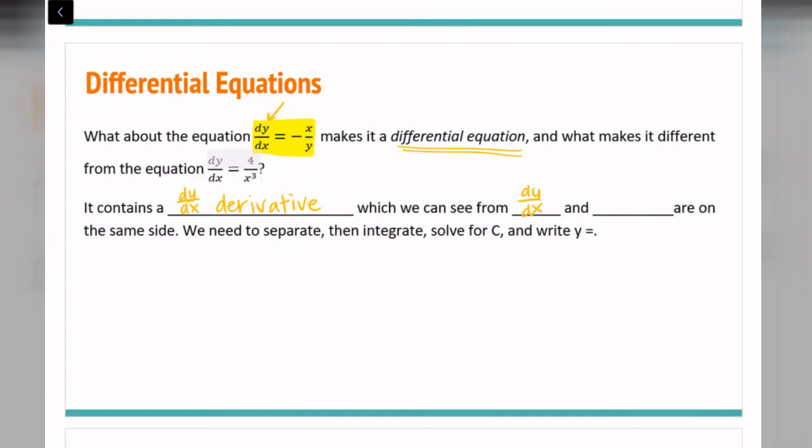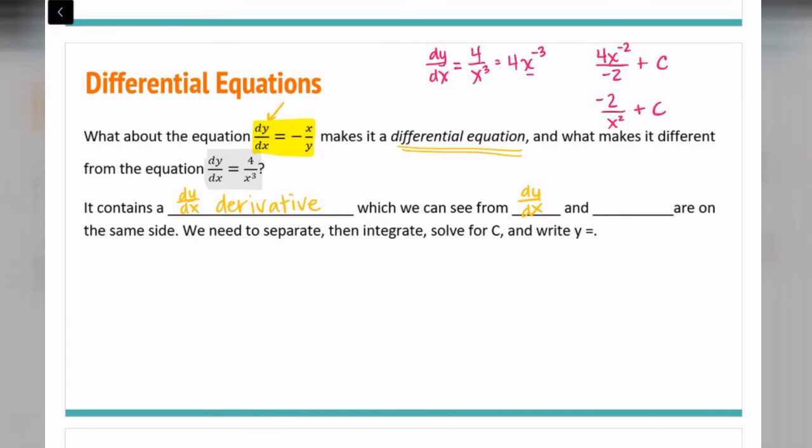What makes it different from this equation? So looking at those two, what makes it different? And think about it maybe in terms of like an antiderivative. If I had dy dx equals 4 over x to the third, and I asked you to find the antiderivative, I could rewrite this as 4x to the negative third. And then when I integrate that, or take my antiderivative, I'm going to get 4x to the negative 2 over negative 2 plus c, which is also negative 2 over x squared plus c.